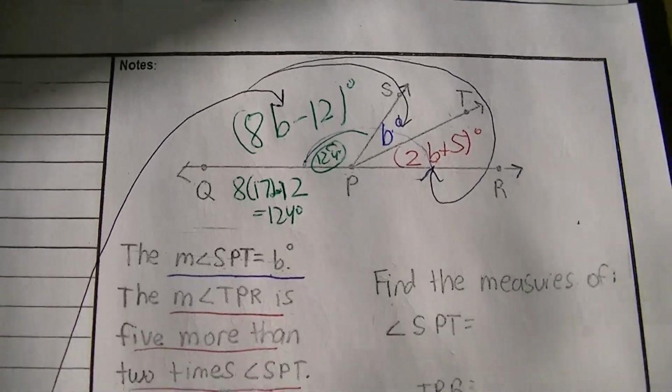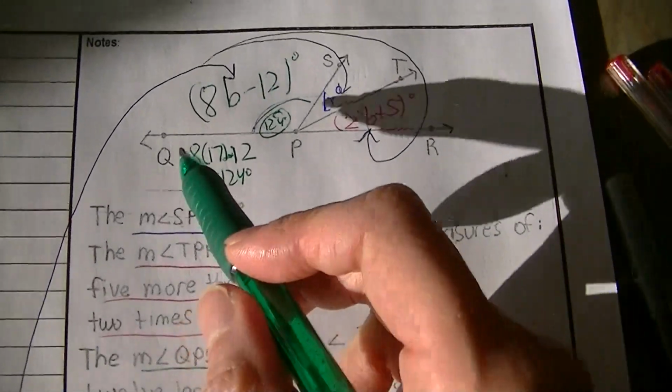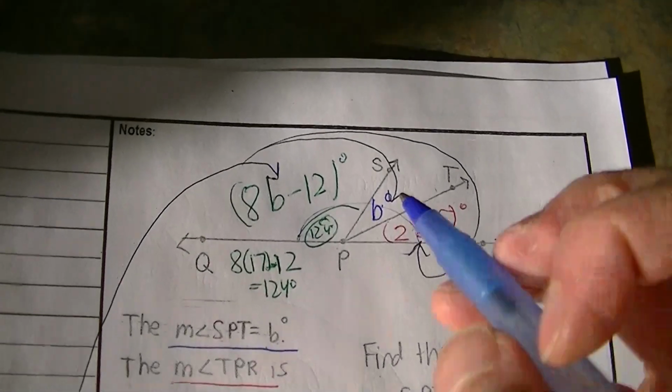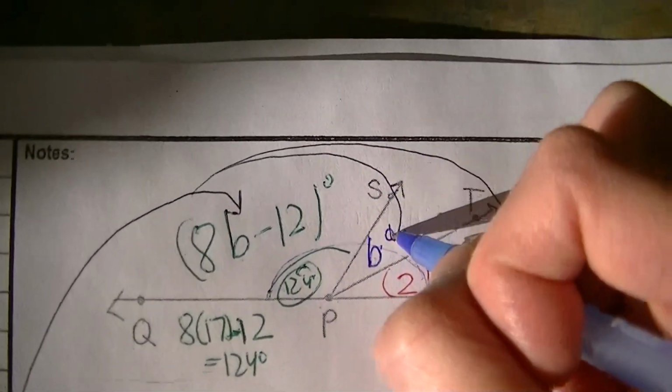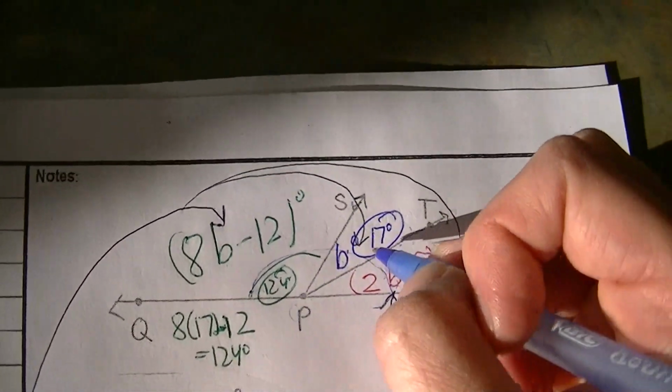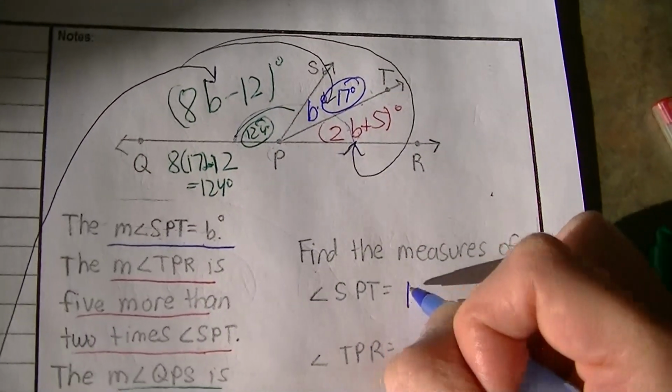Okay? I'm going to write that down before I forget. That's QPS, 124 degrees. Okay, now I saw that this one is just plain old b, so b was 17, so this is 17 degrees. So the measurement of angle SPT is 17 degrees.